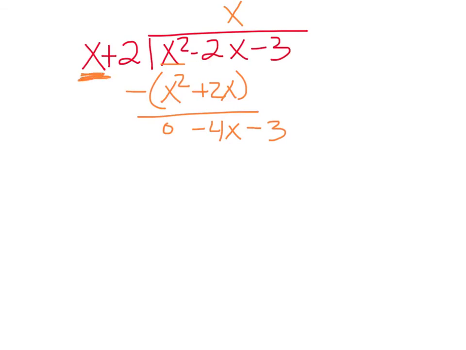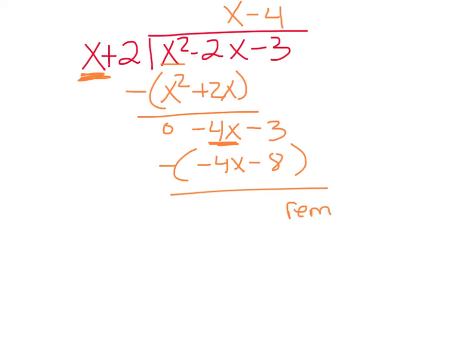X goes into -4x, -4 times. Now, the trick is we would now have to multiply -4 times x, -4 times 2, subtract, and then whatever's left is going to be your remainder. But I don't know if you remember, but I told you the remainder doesn't matter. All that matters is what you get up here. So the equation for our slant asymptote is y equals x minus 4. So I'm going to try to get that last page back up, and then we'll plot that on the graph.